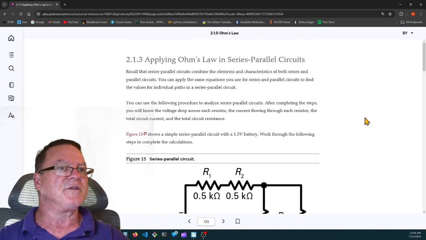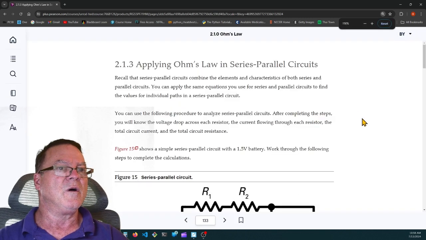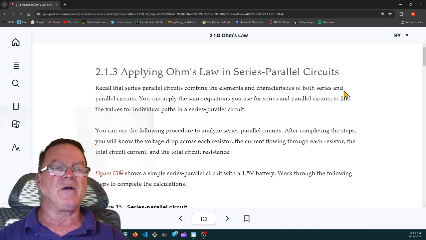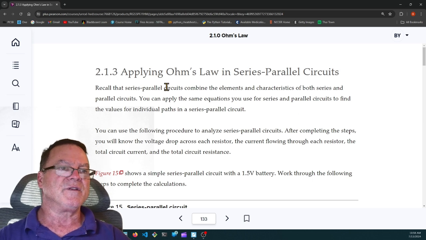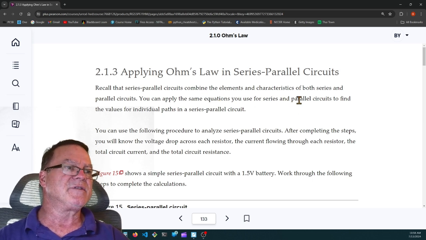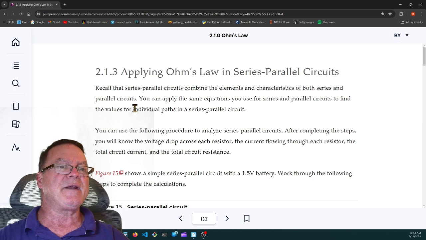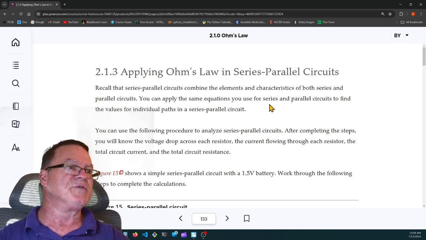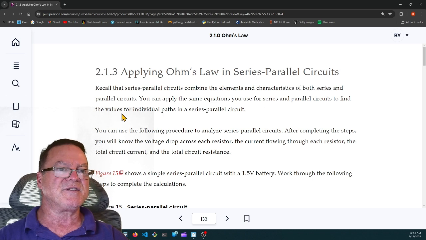So let's go on to 2.1.3, applying Ohm's law in series parallel circuits. Recall that series parallel circuits combine the elements and characteristics of both series and parallel circuits. You can apply the same equations you use for series and parallel circuits to find the values for individual paths in a series parallel circuit.